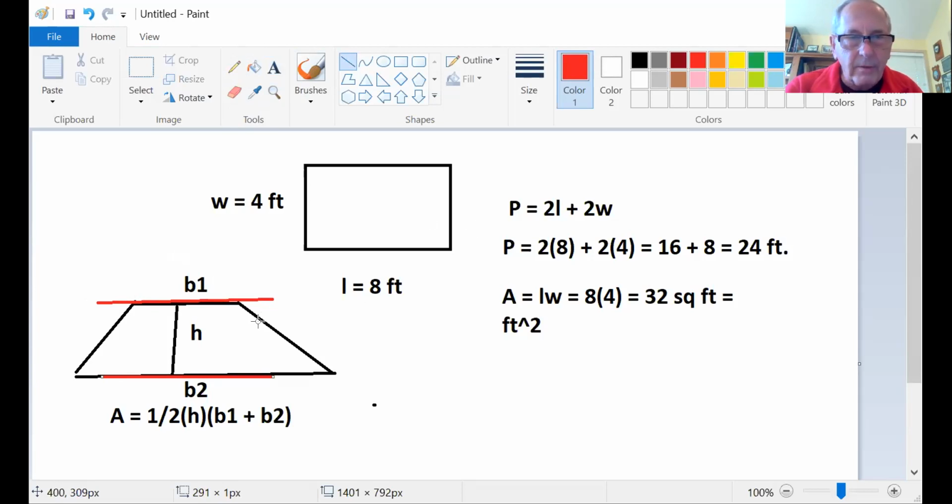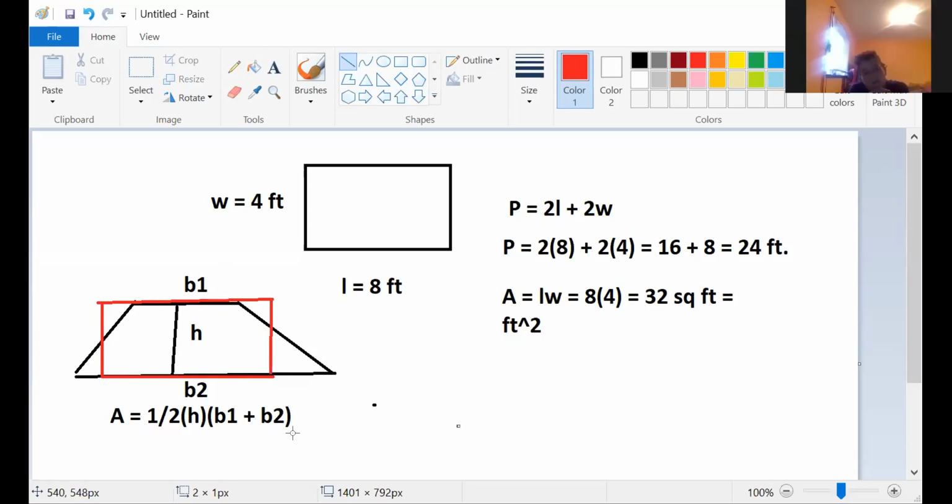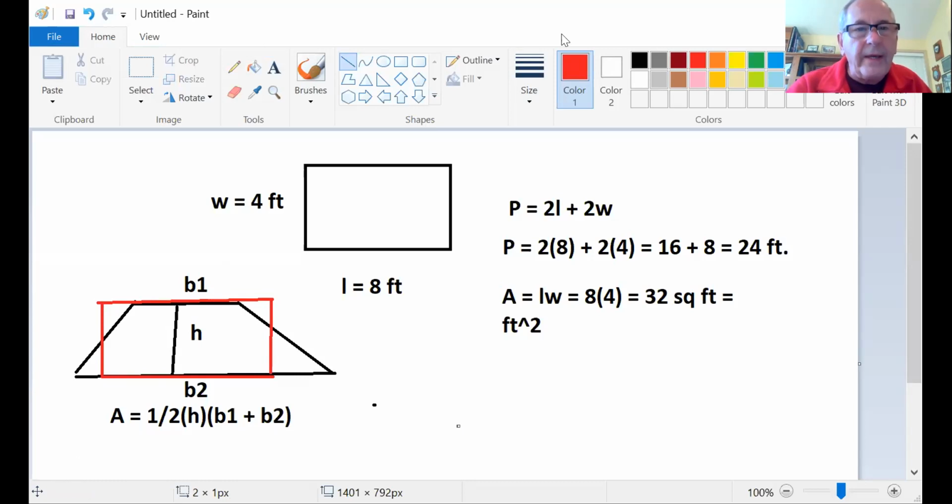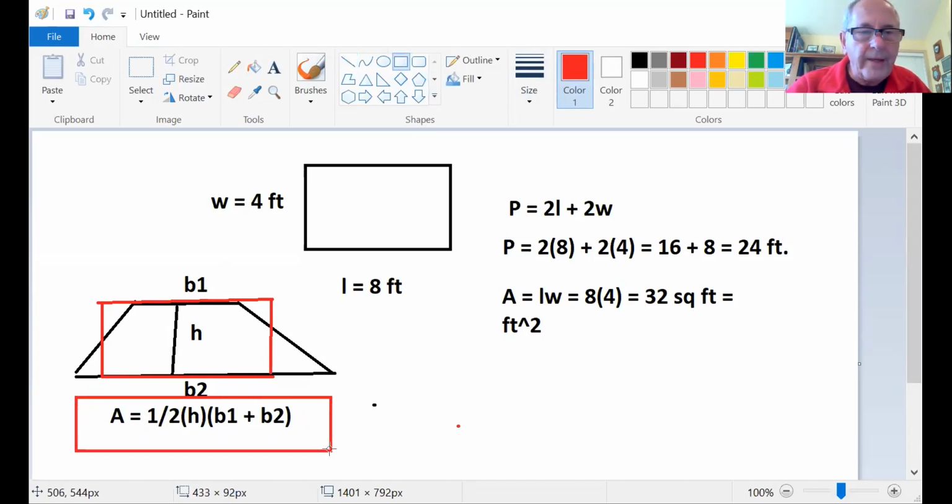That's why you have this formula. That's what that means. B1 plus B2 is just an average, so it looks like this, and this whole thing ends up being a rectangle. That's what you're doing. Theoretically, this is equal to this, and this is equal to this, and that's how you use that equation.